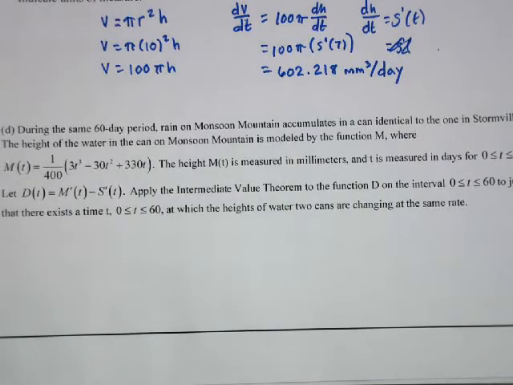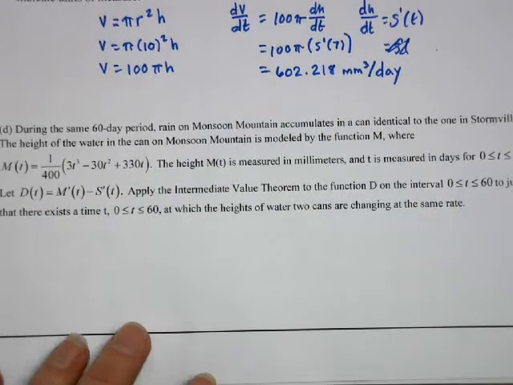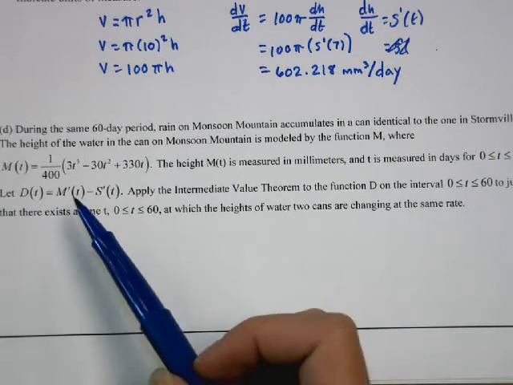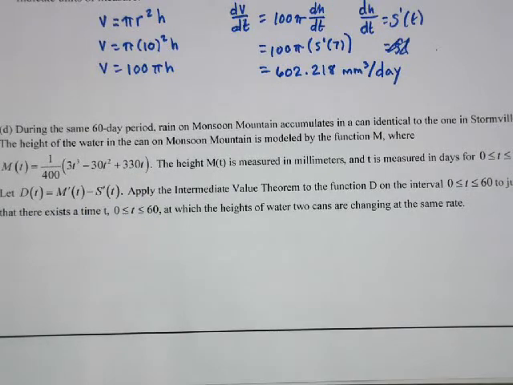Okay, part D of this problem. During the same 60-day period, rain on Monsoon Mountain accumulates in a can identical to the one in Stormville. The height of the water in the can on Monsoon Mountain is modeled by the function m, and here's m. The height is measured in millimeters, and the days again are from 0 to 60. It says let D equal m prime minus s prime.